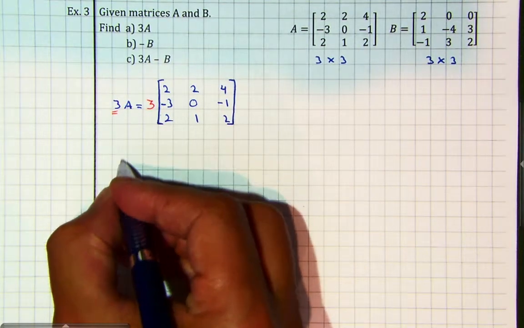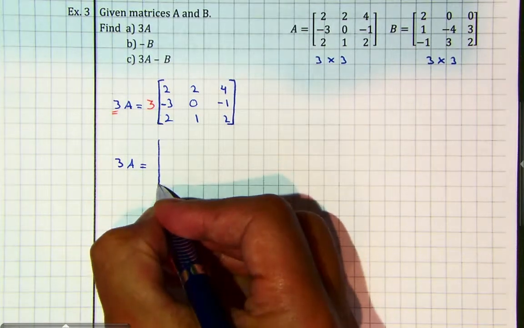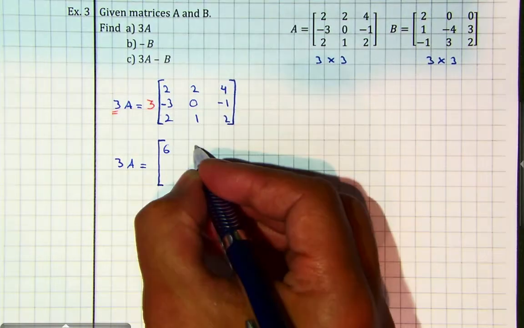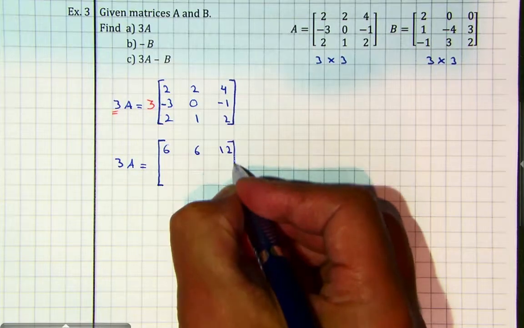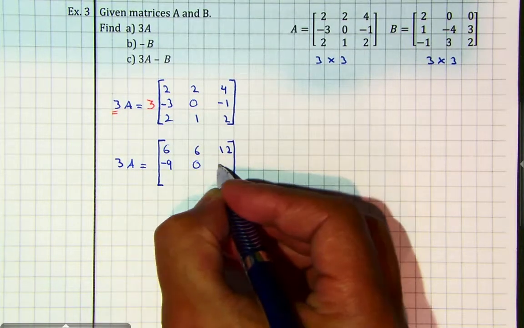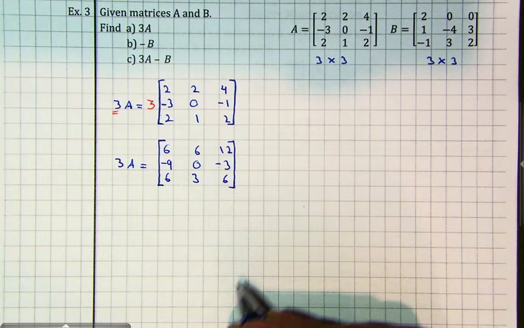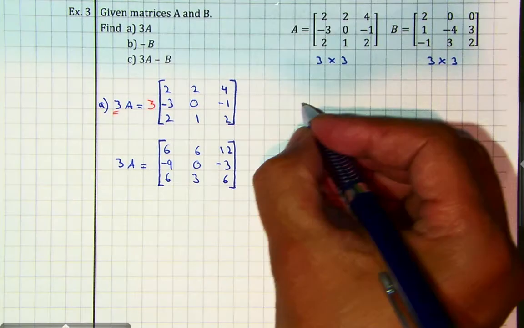So therefore, the matrix 3A equals, and let's go and copy it. 6 multiplied by 3 gives me 6. So I'm just going to multiply each of the components by 3. That gives me -9, 0, -3, 6, 3, and 6. Easy as that. And that is part A. Now let's go into part B.